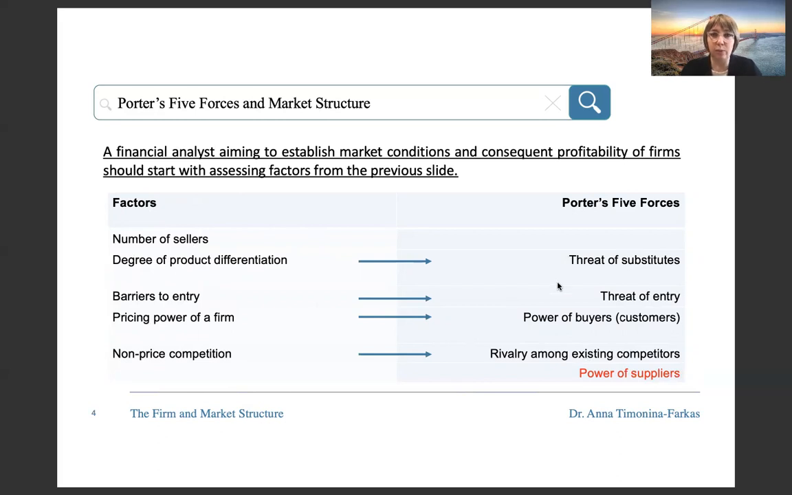However, there is a very well-known analysis which is called Porter's 5 forces analysis. And it is interdependent with the factors listed in the previous slide, adding on it power of suppliers. Overall, we consider threat of substitutes as a factor interdependent with the degree of product differentiation, threat of entry, power of buyers or consumers, and rivalry among existing competitors.